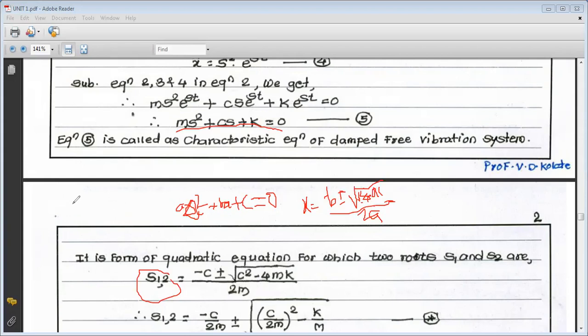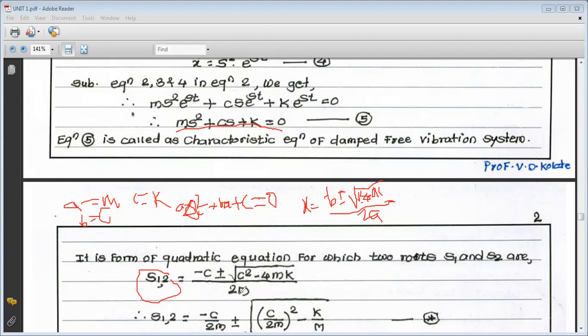Now what is the value of a? If we compare this, what is the value of a? A is your m. What is the value of b? B is your c, that is the damping coefficient. And what is the value of c? It is your stiffness, that is k. So put this value in this equation, we get S1,2 is equal to minus c plus or minus square root of c square minus 4mk upon twice m.